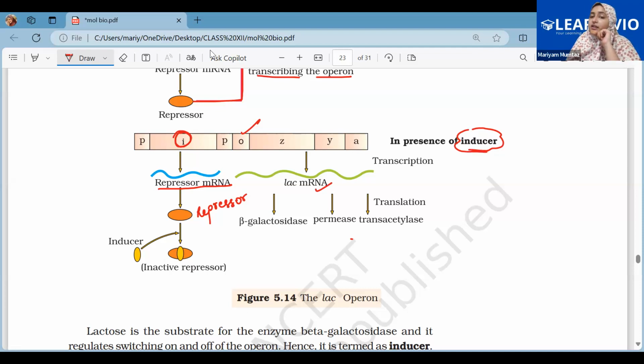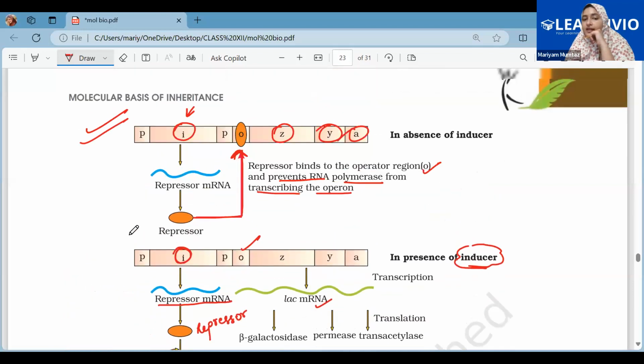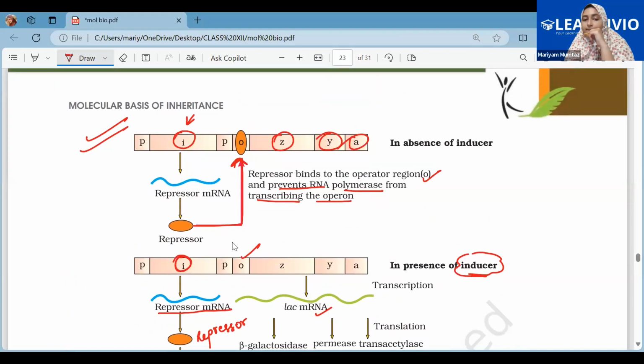Always remember that whenever inducer is present, it will go and bind with the repressor molecule and make it inactive. Now, once the repressor molecule has been made inactive, then it will not bind to the operator. Clear to you all? Yes, ma'am. Any doubts? No, ma'am. All right.